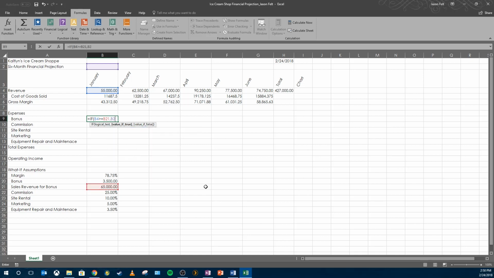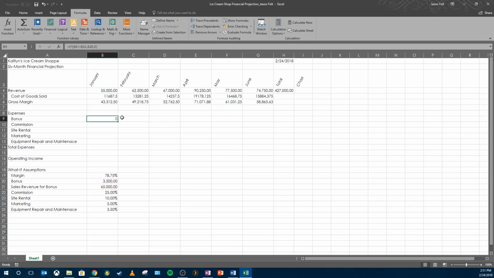We're going to reference B20 if it's true, which is our bonus, 0 if false. So what this argument is saying is if B4, if our revenue is greater than or equal to $65,000, if this is true, which it is not, because it's 55,000, we can give out a bonus of 3,500. But because it's not, it's going to be 0.